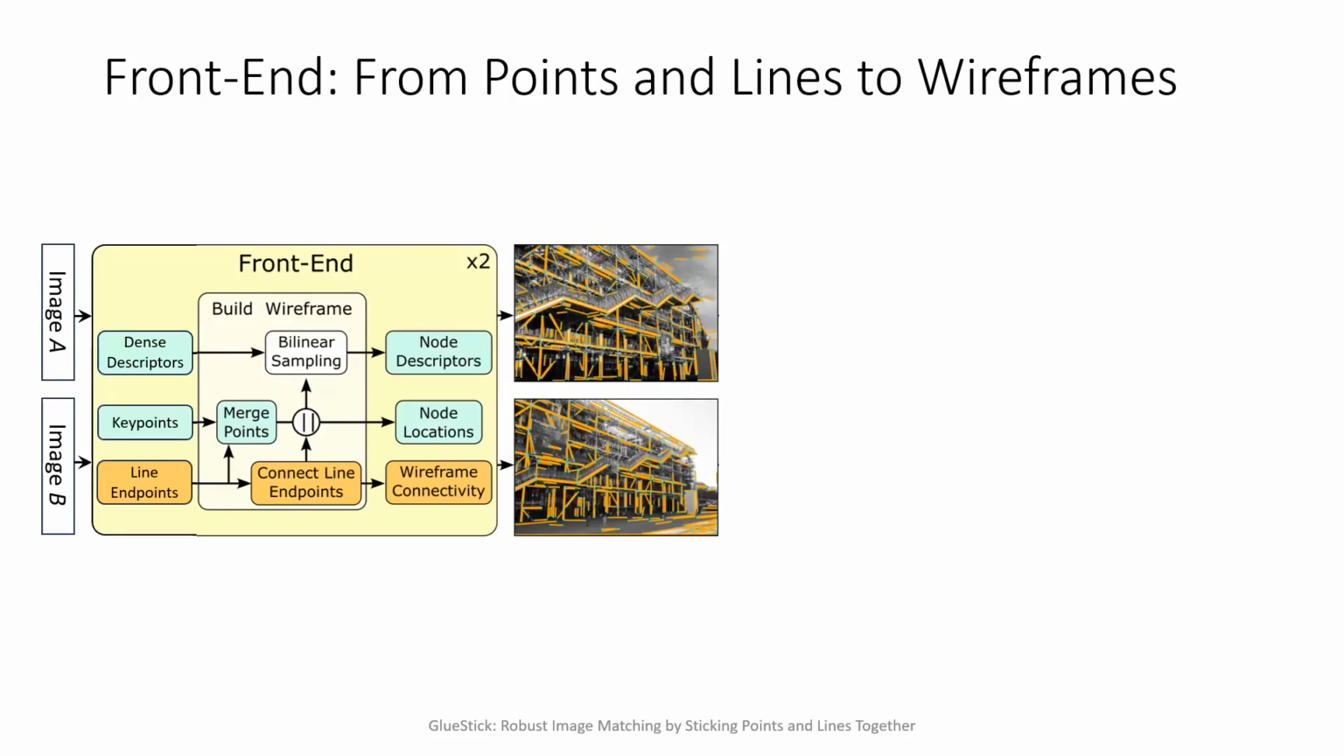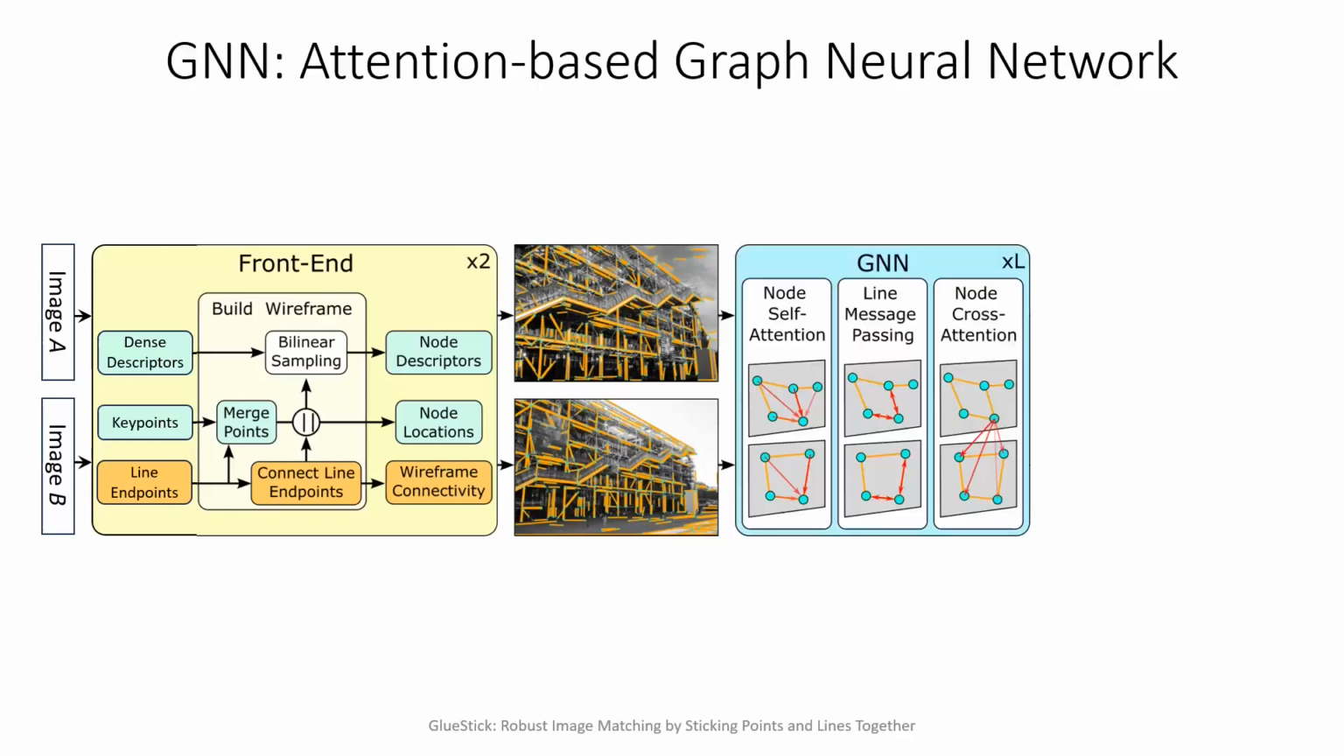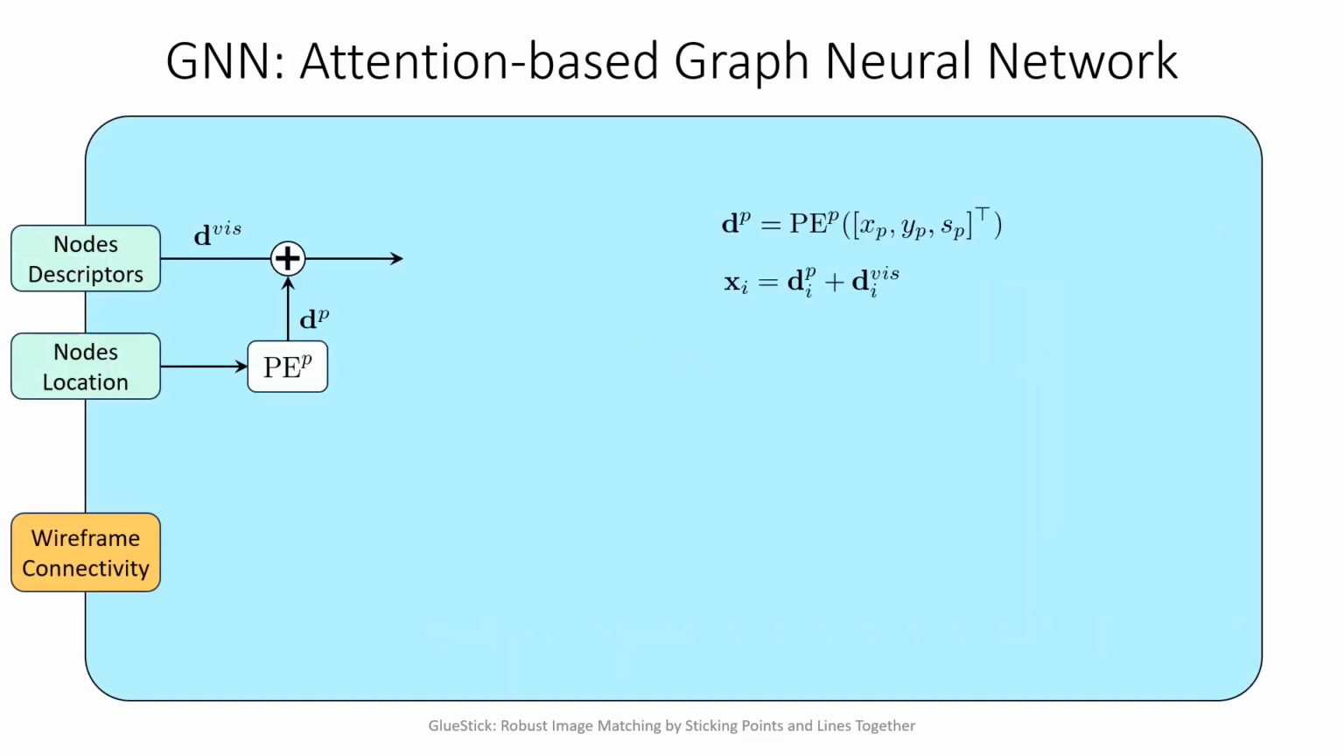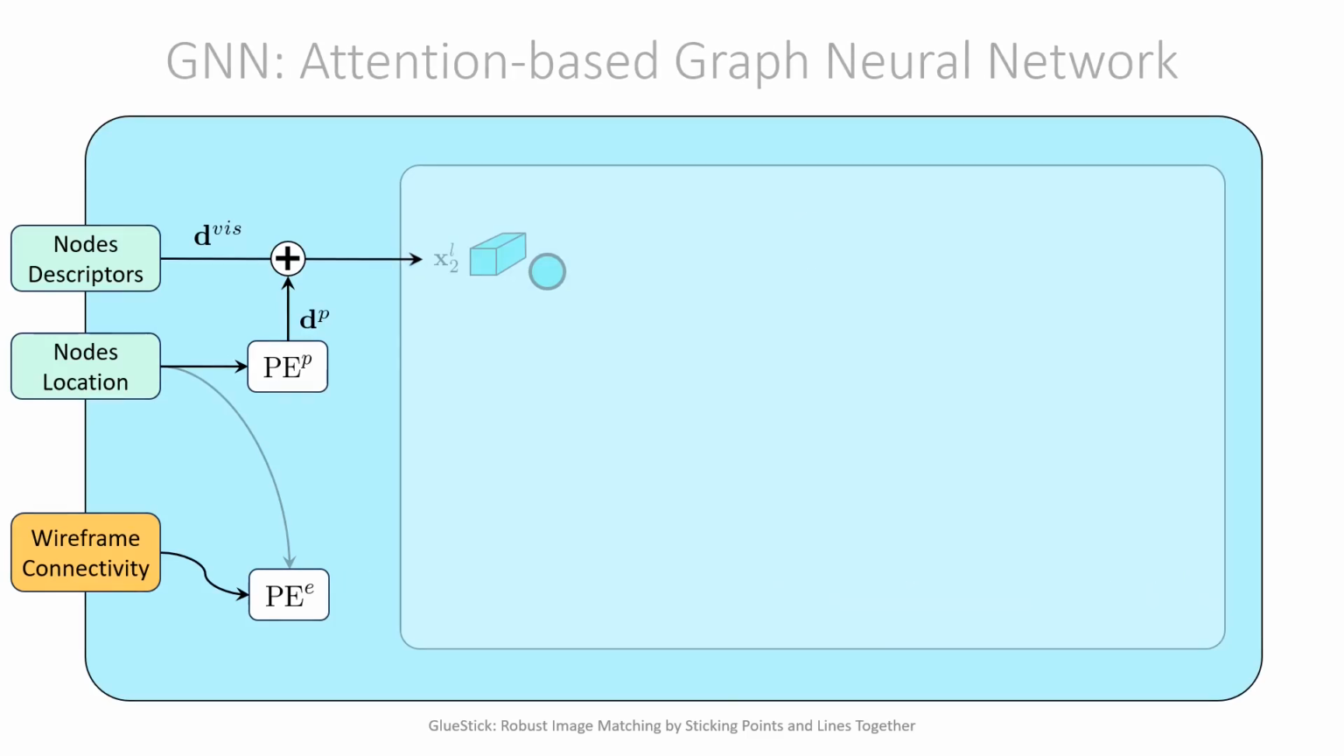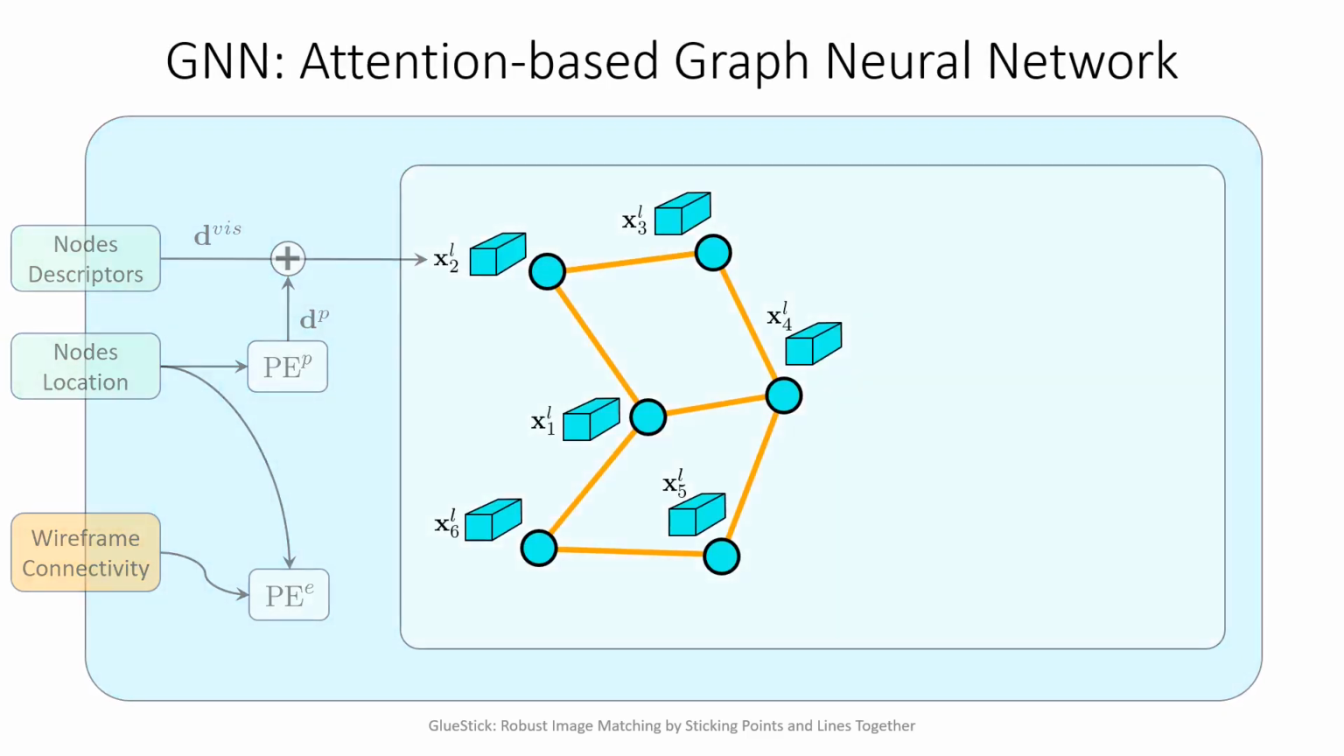And then we have to match wireframes from both images. We will do so with a graph neural network that sends messages from one node to the other based on attention and connectivity. The GNN is composed of three types of layers: node self-attention, line message passing, and node cross-attention. We begin by adding a positional encoding to each node and edge of the wireframe. The second one will encode location, length, and direction of the edge.